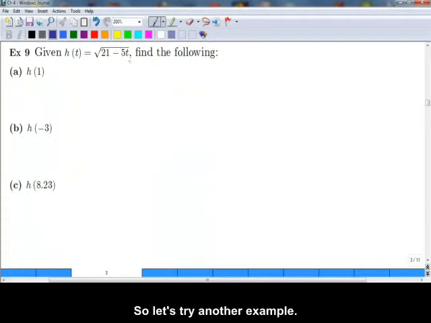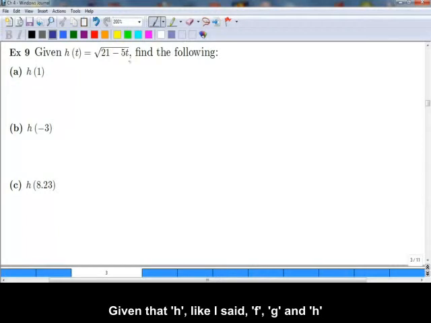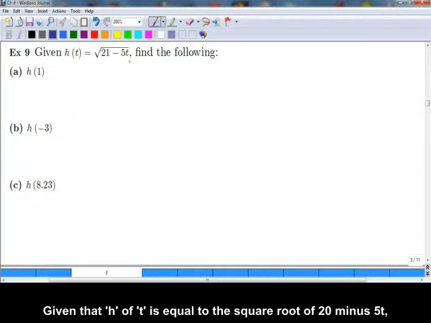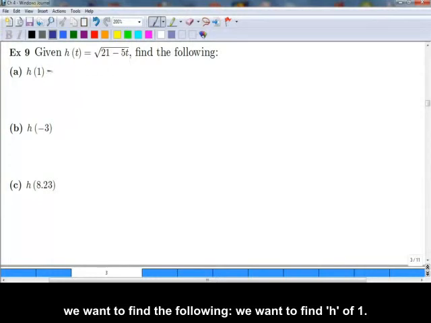So let's try another example. Given that h, like I said, f, g, and h are the common ones that we use for functions, common letters that we use for functions. If h of t, t can also be our variable. As far as variables are concerned, we use x, y, z, t. Those are the common ones. Given that h of t is equal to the square root of 20 minus 5t, we want to find the following. We want to find h of 1.